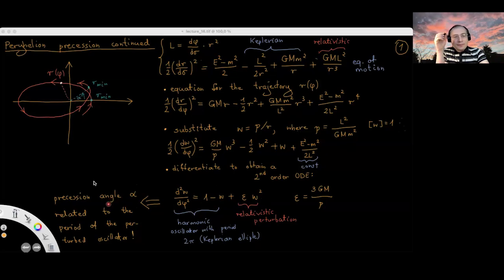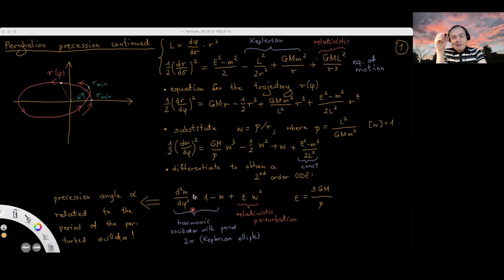So the precession angle itself is obviously related to the period of this oscillator. And here I mean the period in the angle phi. Why is it so? Well, without the perturbation, this period is 2 pi. So after completing a whole loop of its orbit, the solution returns to its previous value. So r returns, for example, to its minimal value. So if w has a maximum as a periodic function, then this corresponds to the minimum of r.